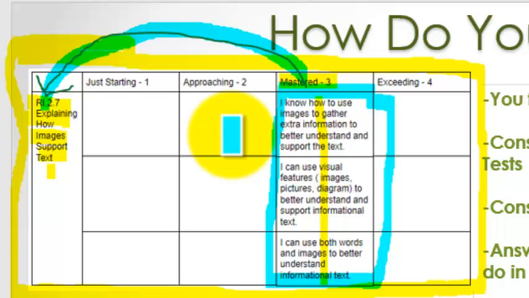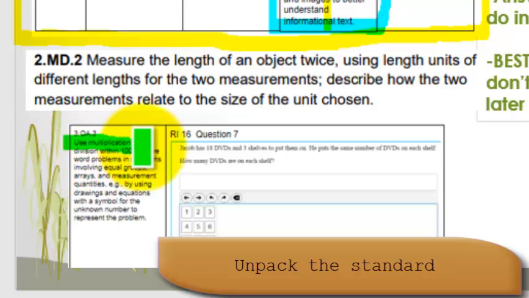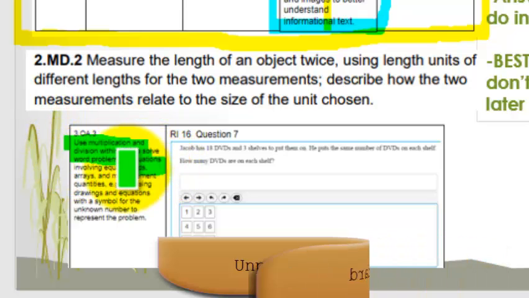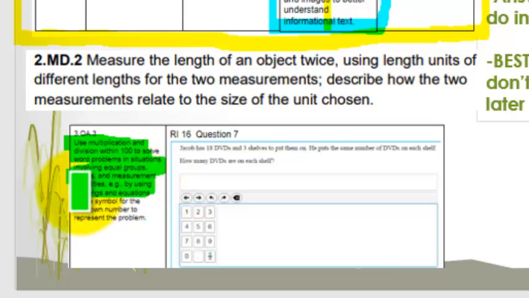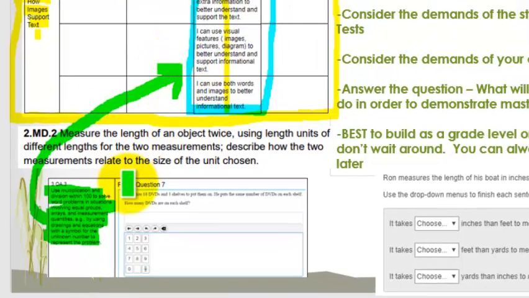You want to make sure that you also unpack that standard. So you're going to want to go in and read the standard. What I'm highlighting in green here, this is the actual language of a standard. You're going to go in and read all of that to make sure you have a good understanding of that, and make sure that that information is put into the different criteria.